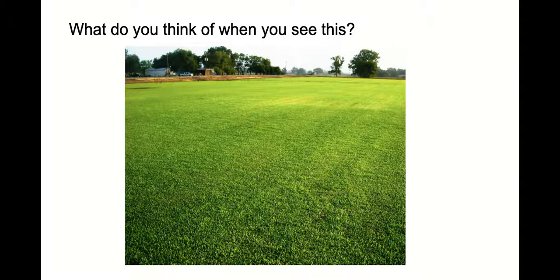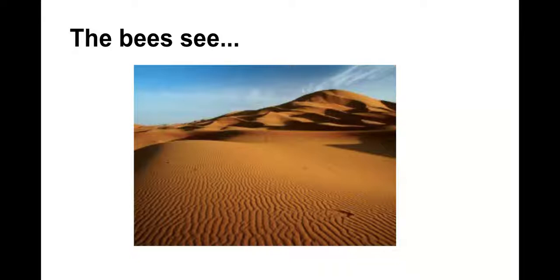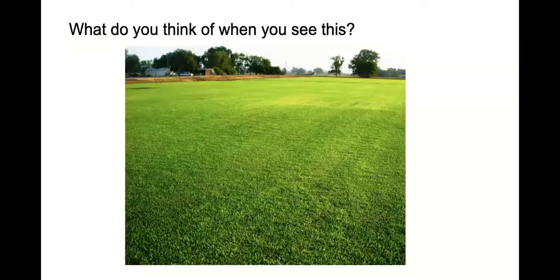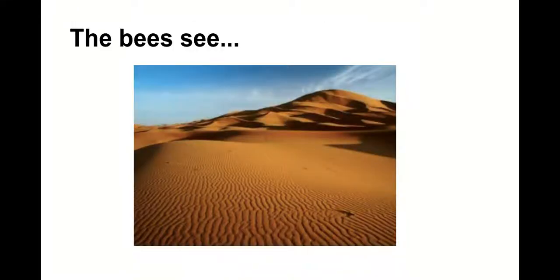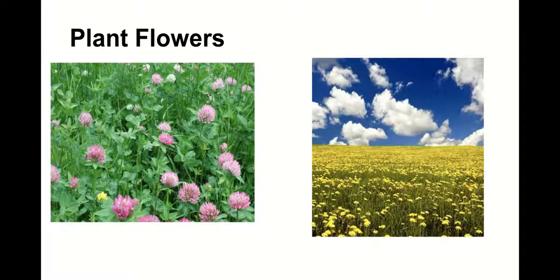So when the bees see this, they see a desert. They are starving when they look at that beautiful green lawn. They need flowers. Dandelions are awesome for them. Clover is awesome for them. Any flowers that you have are great for them. So the bees need your help. A great way to do that is to plant flowers or just not kill the dandelions and the clover in your lawn. They're so good for the bees and they love them.